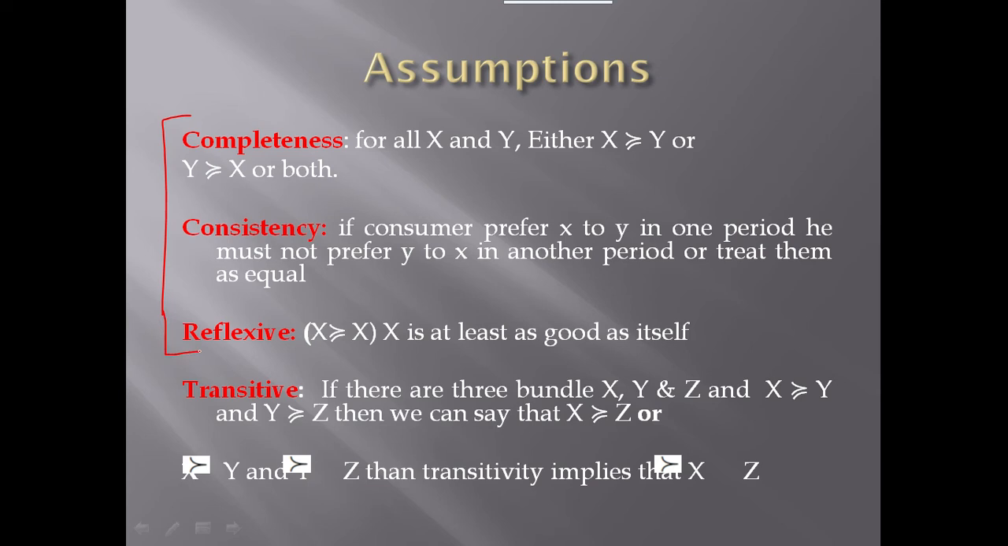Completeness means for all X and Y, either X is at least as good as Y or Y is at least as good as X or both. What does it mean? X is at least as good as Y, Y is at least as good as X. It means the consumer must have complete information about each consumption bundle. An individual has preferences that rank different consumption bundles.